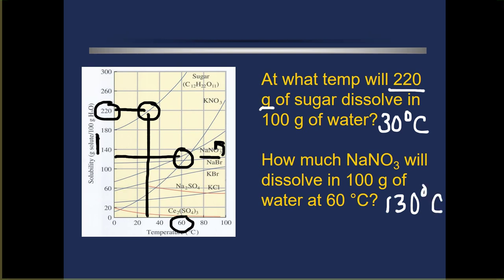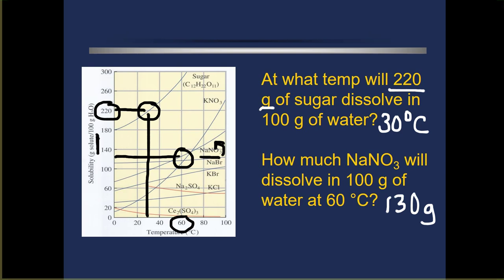Oh, and I did my unit wrong. So it's not 130 degrees Celsius, it's 130 grams. Okay. If you read the question again, you can check that. How much of the NaNO3 will dissolve? So it's 130 grams will dissolve.